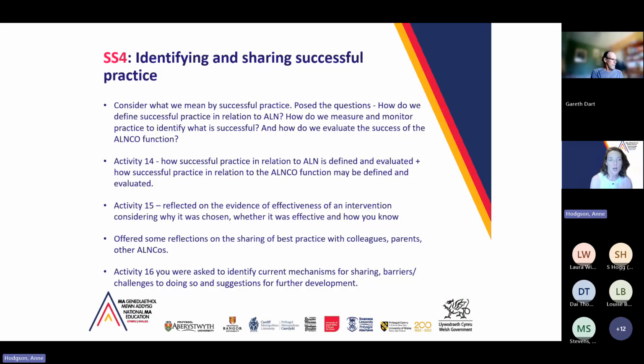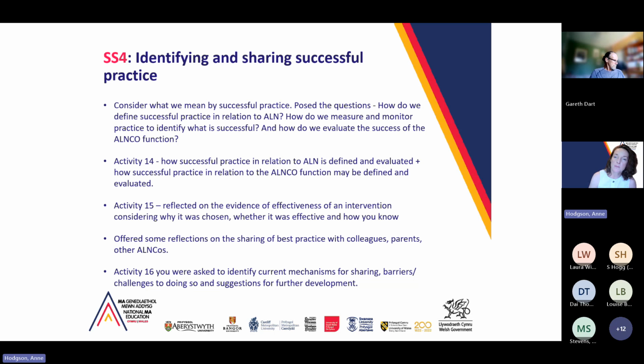Okay, fantastic. So subsection 4, this is the part where we start to think about how we identify successful practice in our settings and how we share that. So in the PLP, ahead of today, hopefully some of you will have had a chance to have a look at these tasks, and I won't go through them in detail. I'll skim over them quickly.